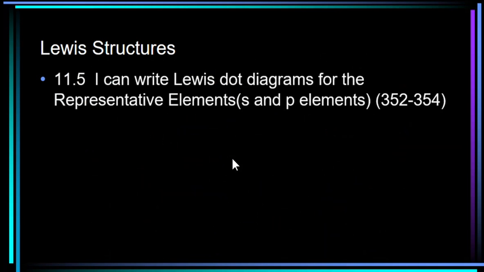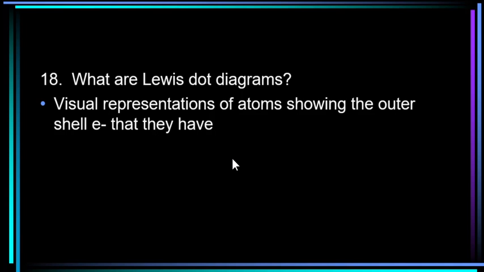All right, so Lewis dot diagrams. I'm going to end up teaching you many, many difficult things, but this ain't one of them. What are dot diagrams? They are visual representations of atoms showing the outer shell electrons that they have. So once again, you're going to have to learn to count from 1 to 8. That's the key. Maybe you have a younger brother or sister that can help you learn to count from 1 to 8.